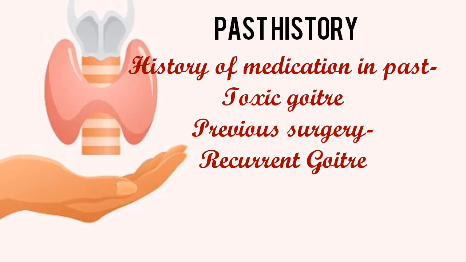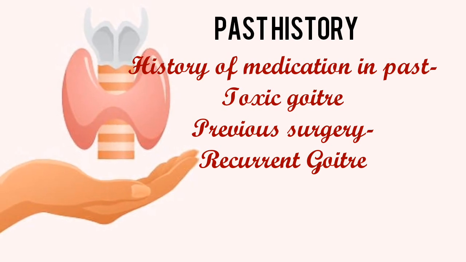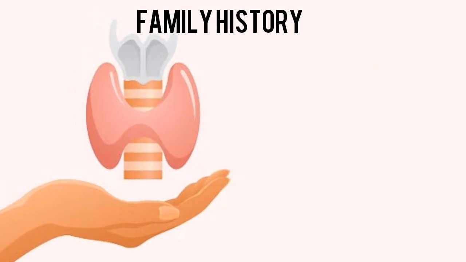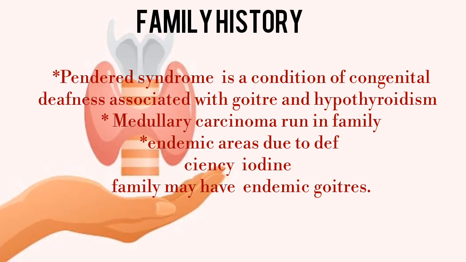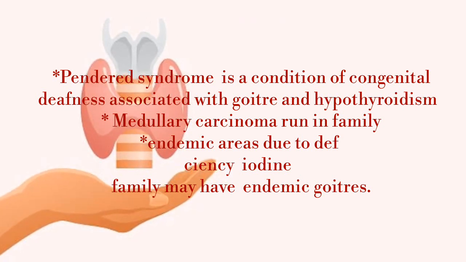You should always take past history. History of medication in past may be toxic goiter. If there is previous surgery history, then it may be recurrent goiter. You should ask about family history. It may be an endemic disease because some of the areas are deficient in iodine.